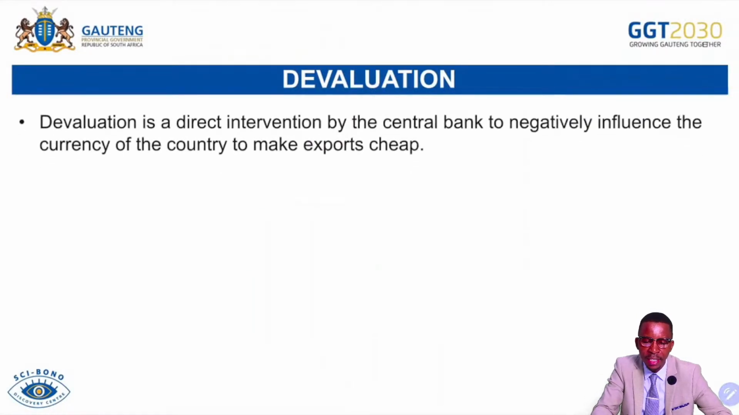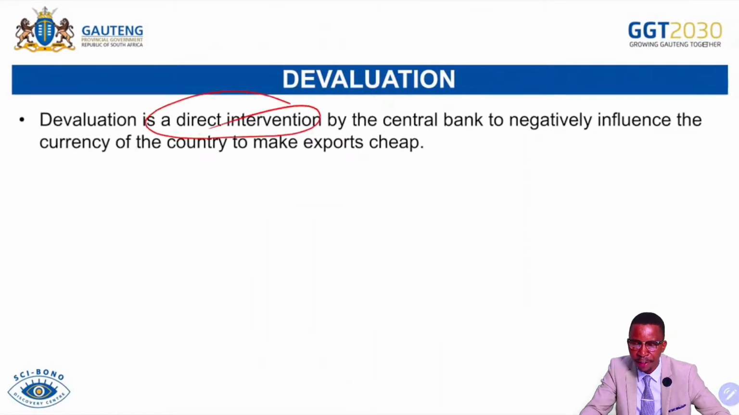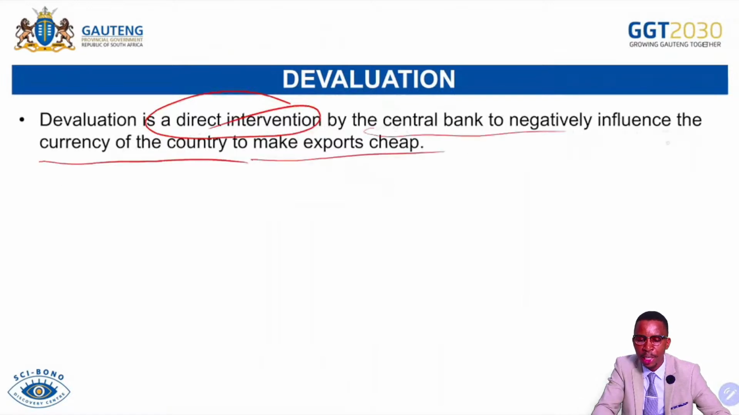A devaluation is a direct, deliberate intervention by the central bank, negatively influencing the currency of the country to make exports cheap. So what happens? The central bank intervenes. If our currency is too strong, that means it's overvalued. The state can intervene through what we call a devaluation, by influencing the value of the currency to be weaker than before, so that our goods and services that are exported can be relatively cheap if they are too expensive.